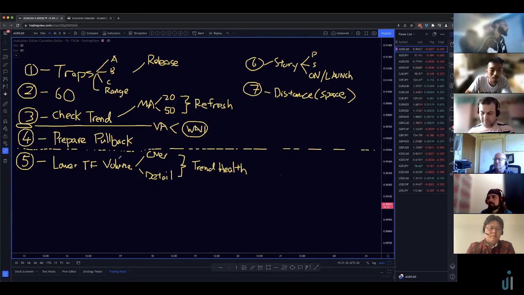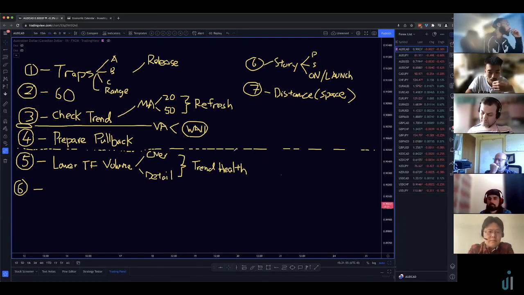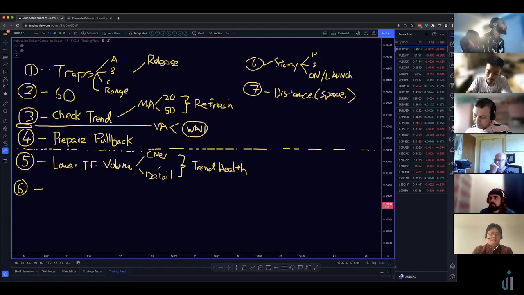Okay, so lower time frame, we check overall and detailed volume to know the health of the trend that's pulling back. All right, so number 6, on the lower time frame, besides checking the volume, what's the other thing we have to check for? This is the pullback phase. We're looking at where to release.